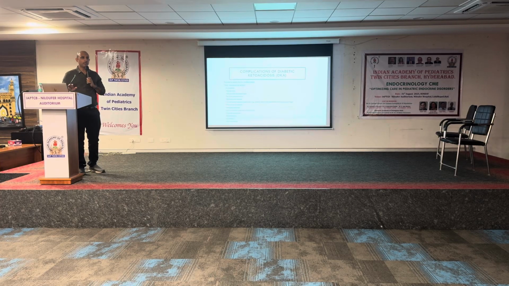There are so many complications that happen before and during the treatment of DKA. So you need to be aware of all the dyselectrolytemia conditions and hypoglycemias, thrombosis, because it's a hyperosmolar state, so there is a high risk for thrombosis, and pulmonary embolism also. So you should have vigilant eyes. If the child is not improving, you should take care of all these complications.